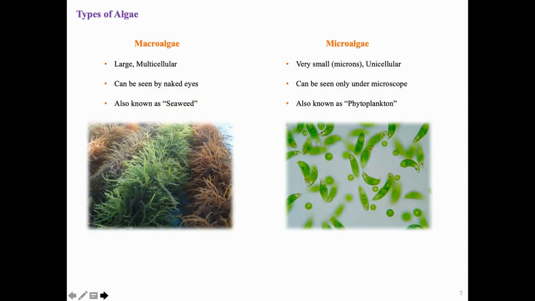So algae can be classified into two types. First one is the macroalgae and second is the microalgae. Macroalgae are very large and multicellular, as you can see in this picture, and can be easily seen by the naked eye, and it is known as seaweed. Whereas microalgae are very small, and can be seen only under a microscope, and they are also known as phytoplankton. So my research is related to microalgae.